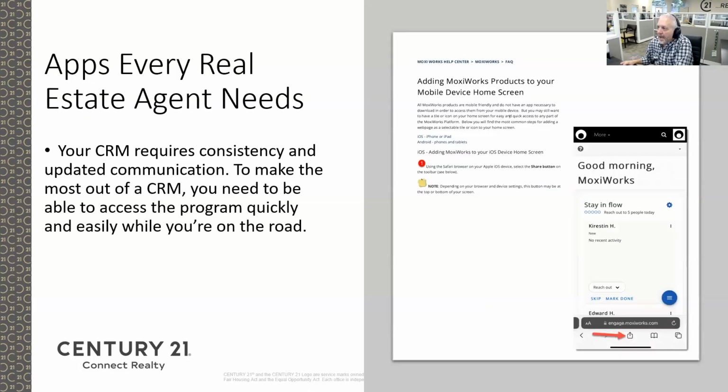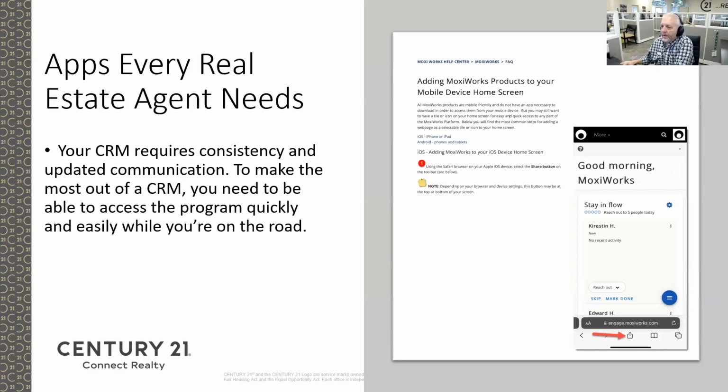All right. And then, of course, you have got to have your CRM. Your CRM is the most important thing for your business. And having it readily available on your phone is key and critical. Now, here's the difference between our CRM and several others. There is not a full-blown app per se for Moxie that you can get on the App Store or Google Play or wherever you happen to download your apps from.